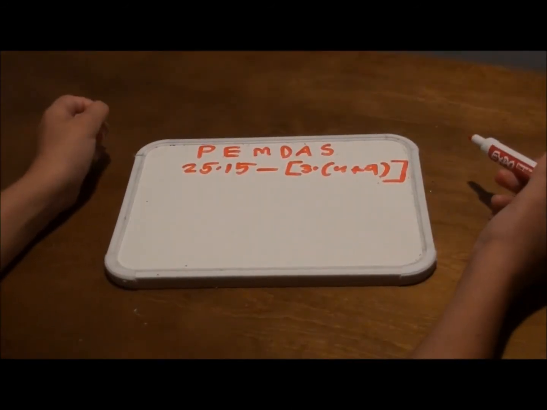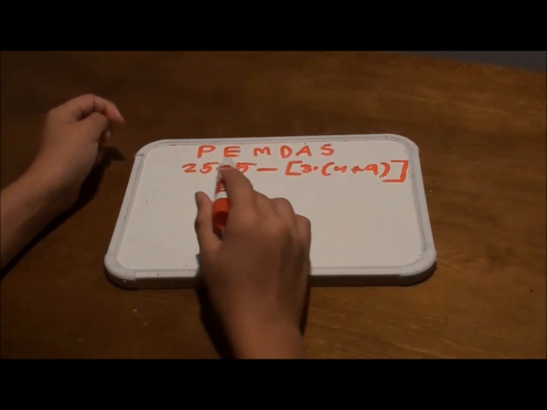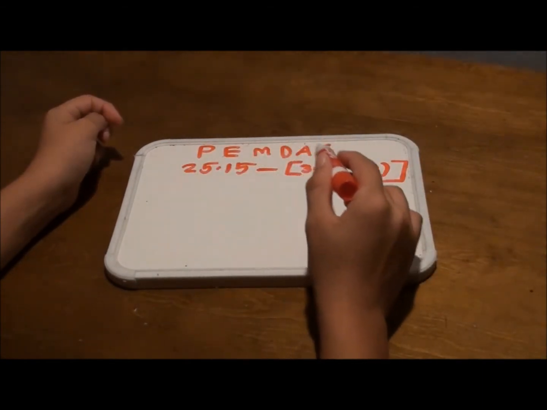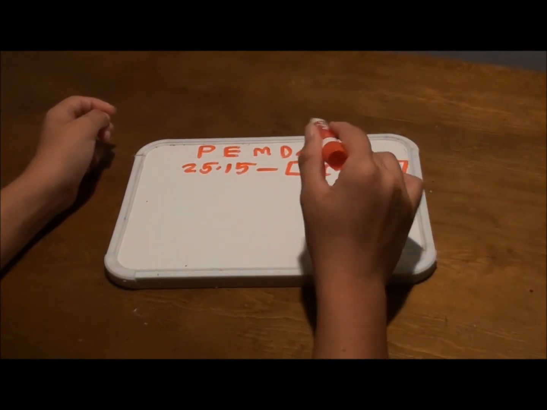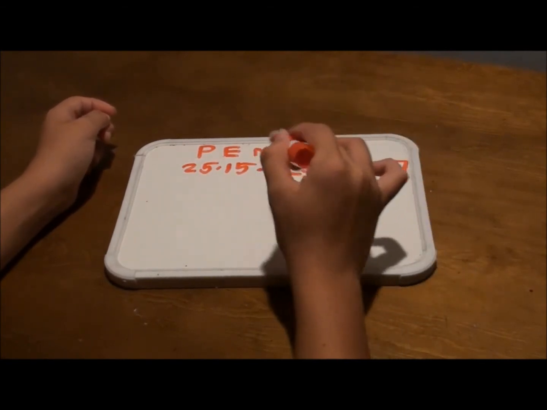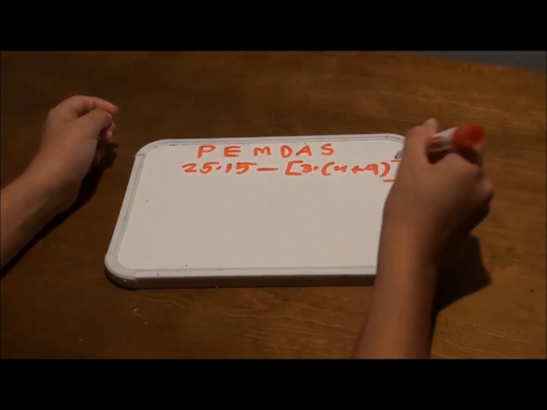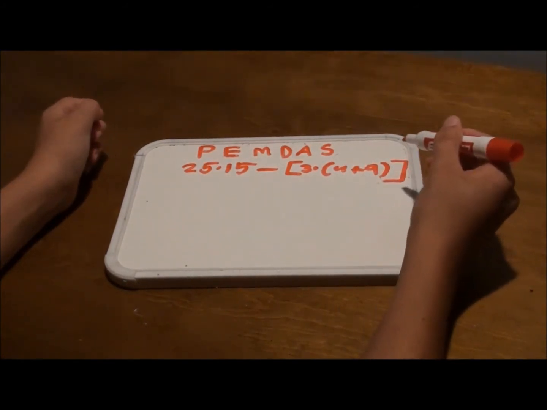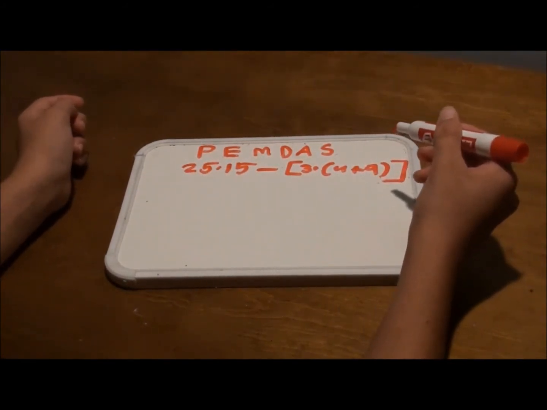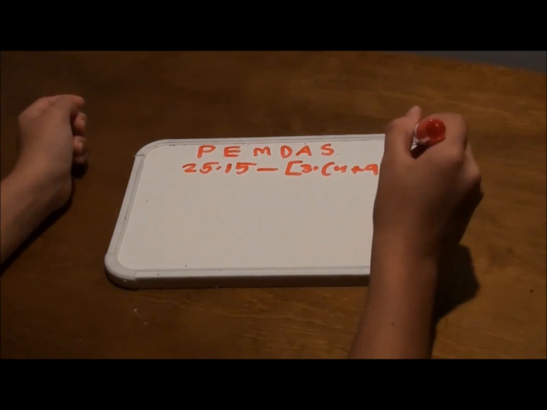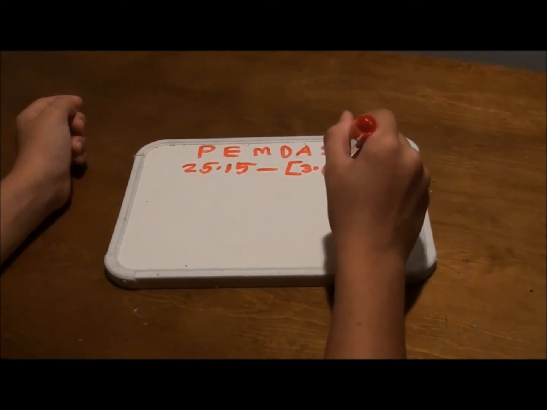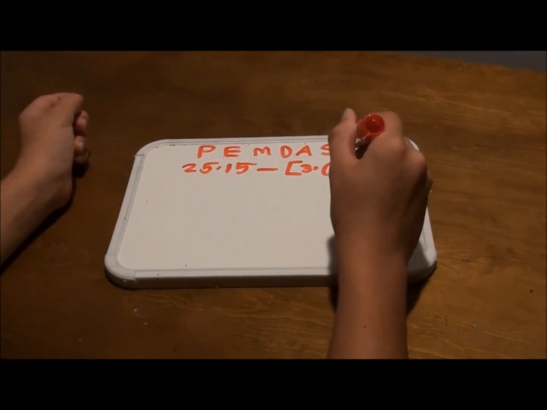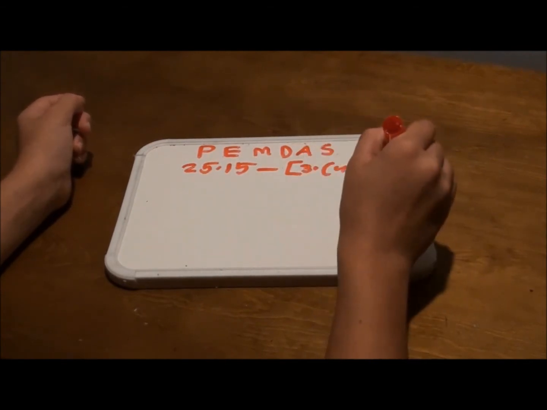So my last problem for you today will be 25 times 15 minus 3 times 4 plus 9, 4 plus 9 being in parentheses, and 3 times 4 plus 9 being in brackets. Now, these brackets are new, but don't worry, they're just like a big set of parentheses. And basically what it means is that we have to complete this small set of parentheses inside the brackets before we can complete this whole equation.